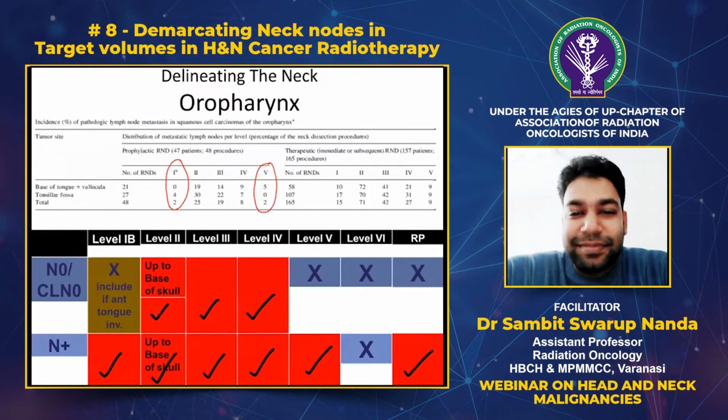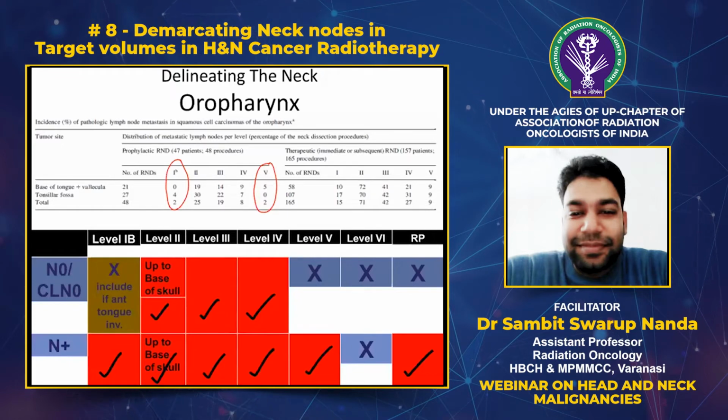If the patient is presenting with N0 disease, level 1B need not be taken, but if the patient has N plus disease, 1B has to be taken. If the N plus disease is at level 2, the lymph node present is at level 2, then we have to contour up to the base of the skull, that is, to include the retrostyloid group of lymph nodes. Level 3 and level 4 have to be contoured bilaterally.